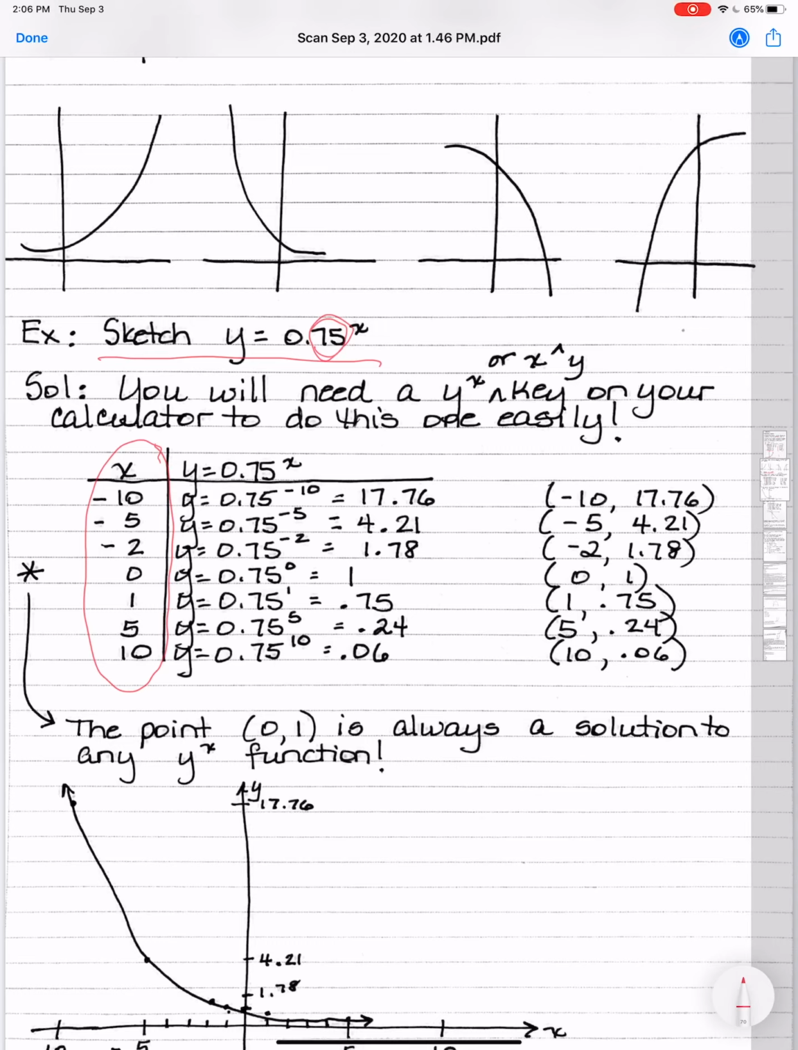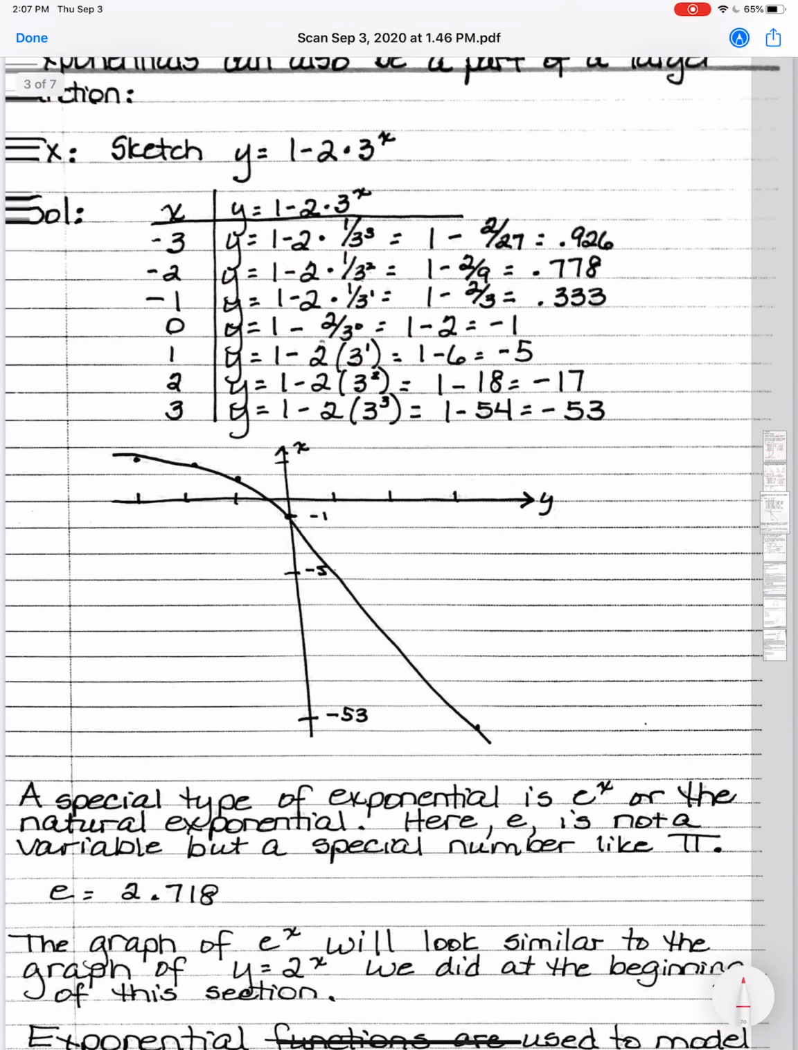To solve these, you're going to need a calculator with a y to the x key, or one that at least has a caret that will let you do multiple powers of a value. And when you solve these, you're going to get this set of ordered pairs, with this being your x value and this being your y value. If you graph this equation, you can see that it looks something like that. Still very much with the same shape of an exponential function.